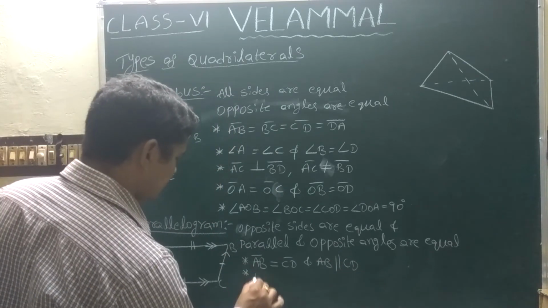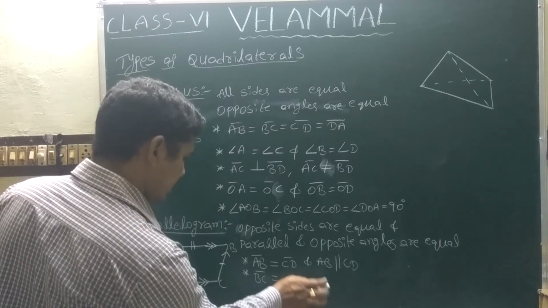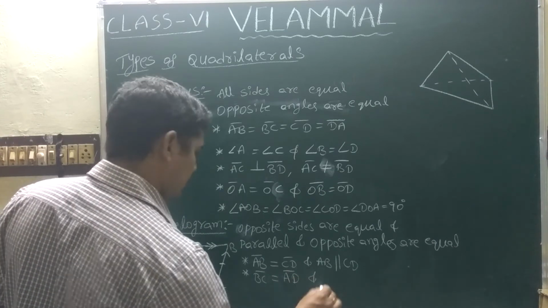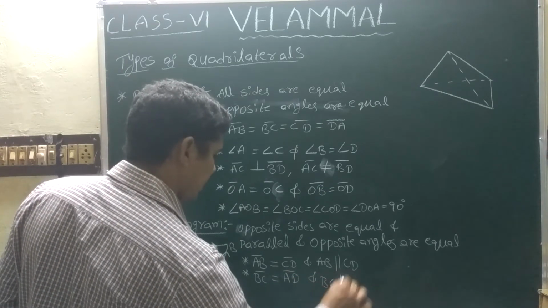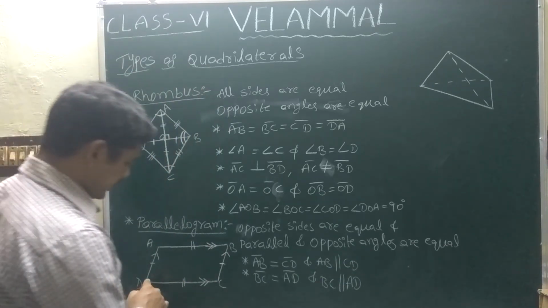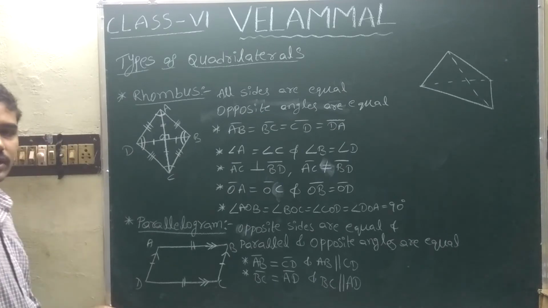Next, BC is equal to AD and BC is parallel to AD. BC equal to AD and BC is parallel to AD. It is very important we need to remember.